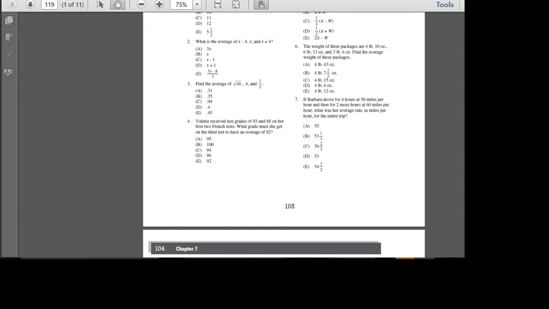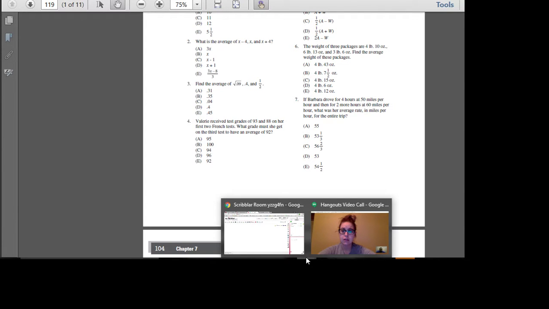Okay. So remember that I said the average is made up of three things. It's the average itself, the sum, and the number of numbers. So I'm going to break this problem down into those three things for you.